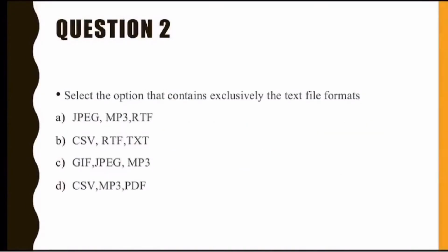Second question: select the option that contains exclusively the text file formats. A has a format for image, C also has a format for image, and D has a format for audio. So B is the right option.